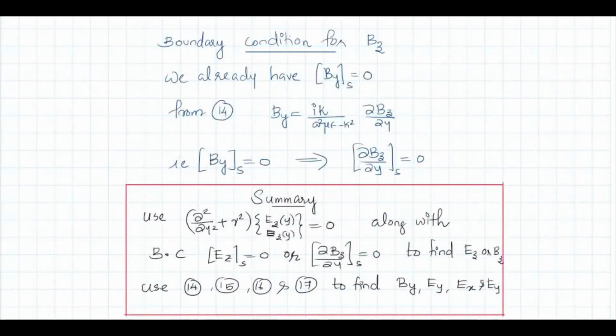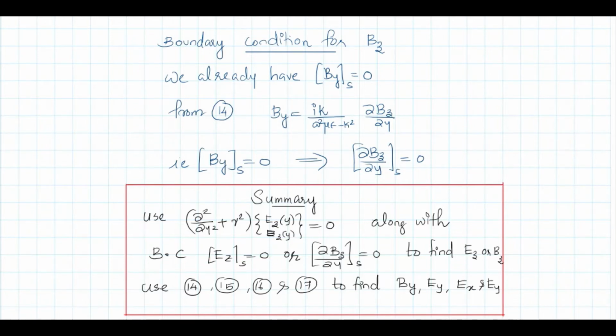So the summary of what we have done so far is, we obtained a wave equation like (dou square by dou y square plus gamma square) acting on Ez or Bz equal to 0. Here Ez and Bz are just functions of y. This is a wave equation, so you can solve it for either Ez or Bz. But for a unique solution, we need boundary conditions. We already obtained those boundary conditions: Ez at the surface is 0.